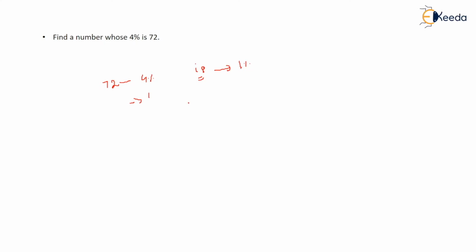So 100% is equal to how much? You simply have to multiply it by 100. So 100 into 18 comes out to be 1800. Okay, so this is how you need to solve it. Very simple. Just find out 1%, right, or 10%.